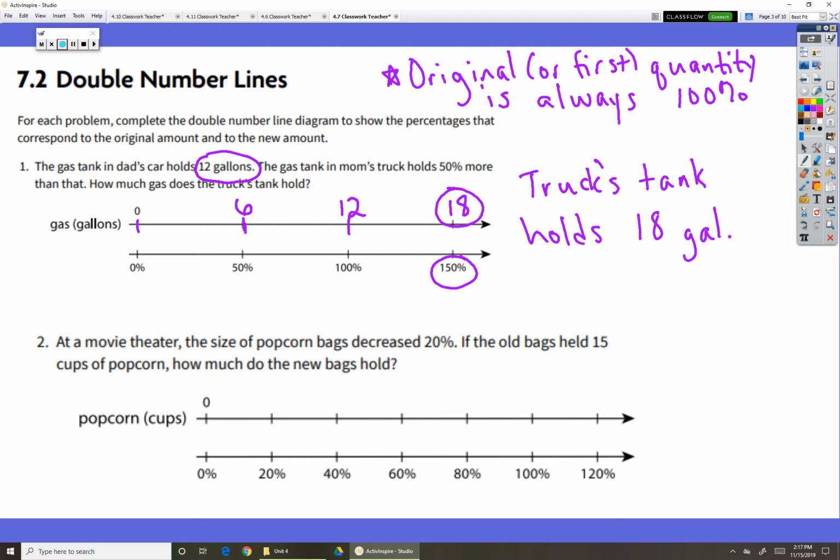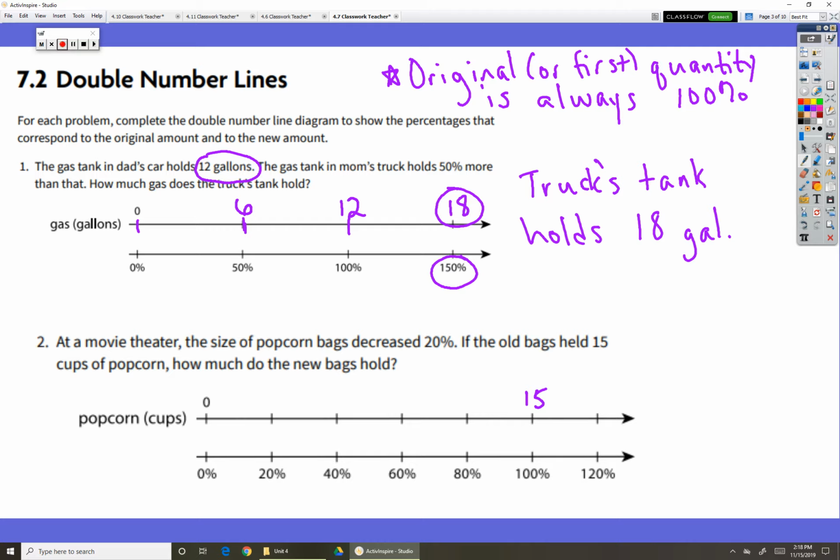Number 2, at a movie theater, the size of popcorn bags decreased 20%. If the old bags held 15 cups of popcorn, how much do the new bags hold? Okay, so the old bags held 15. That's going to go above 100%. That's our original amount, so that's 100%. I want you to take a second, pause the video, and see if you can figure out how you would number the top number line, and then we'll come back and talk about it. Sorry, a ladybug just crawled on my finger, so pause, come back.